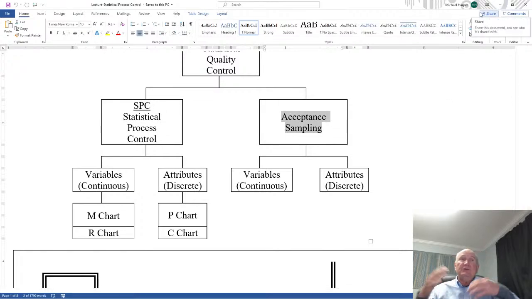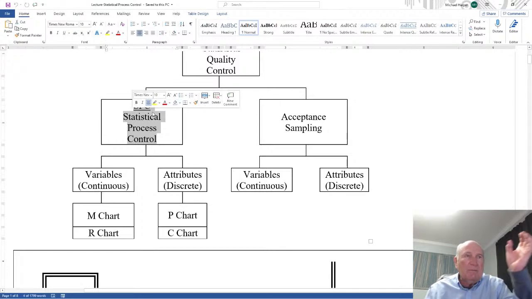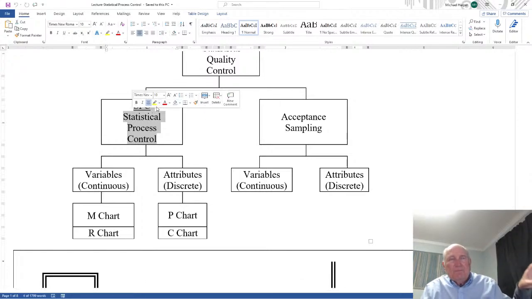Now, I'm not going to go into the theory that this is based on, because I'm not going to do acceptance sampling, I'll do just process control charts. But I will pull things from confidence interval theory and apply it here, and also from probability theory a little bit. But I'll show you how it's applied.